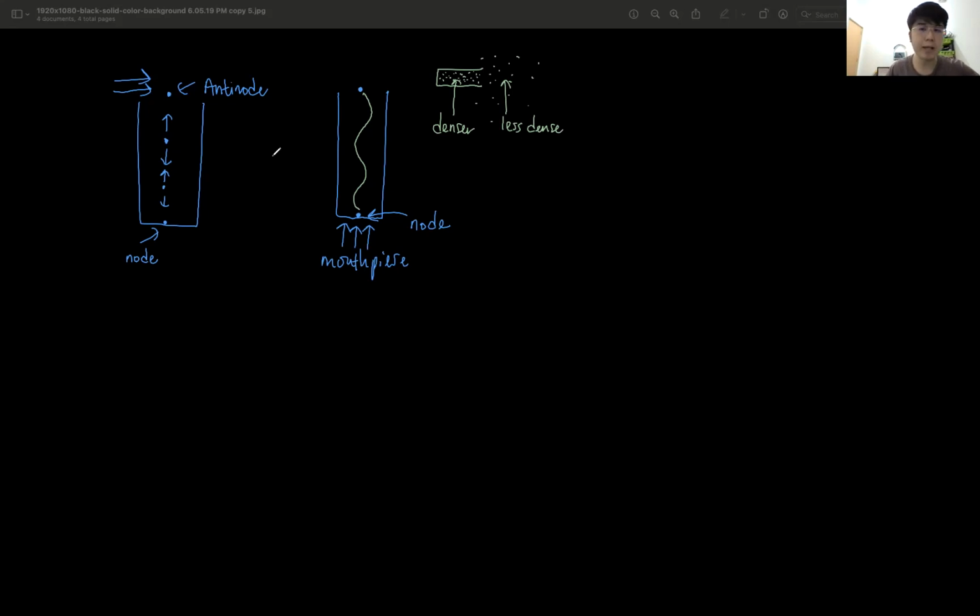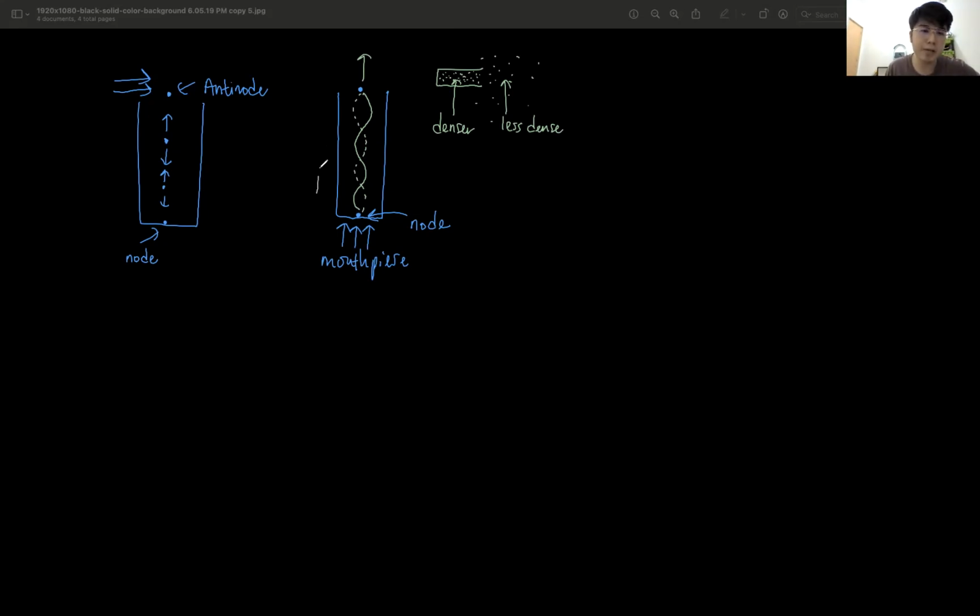So the point is, as you blow from here, the wave goes to the opening and then it gets reflected. Some wave will be reflected. Of course, most of the wave will just go out like this, but some of the wave will reflect back. So as it reflects back, what happens?